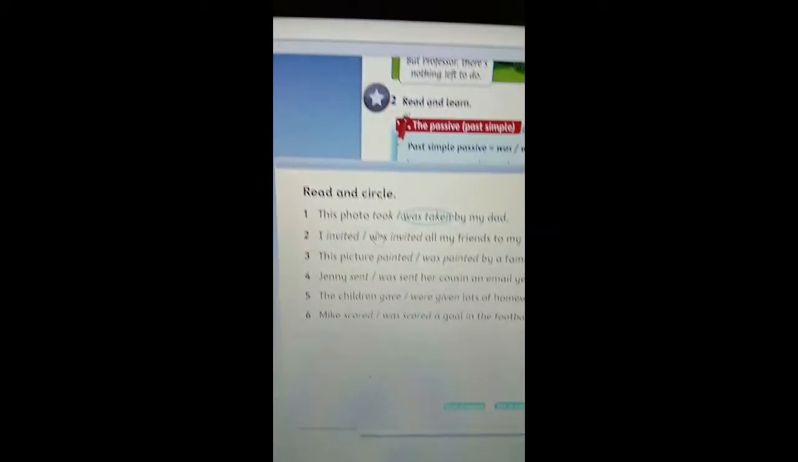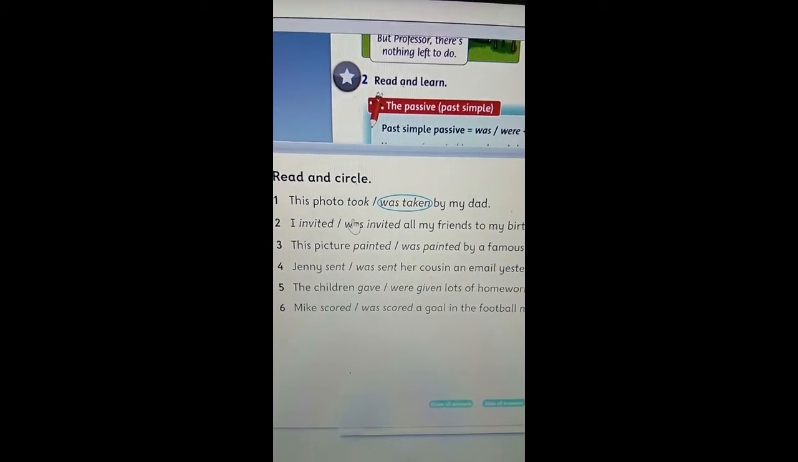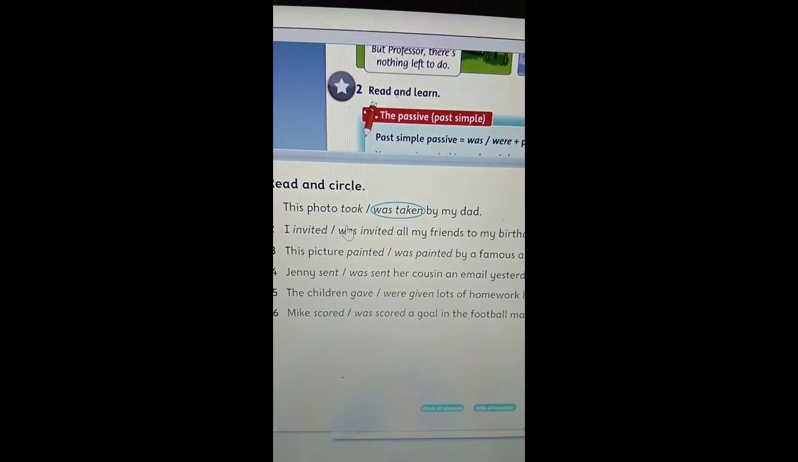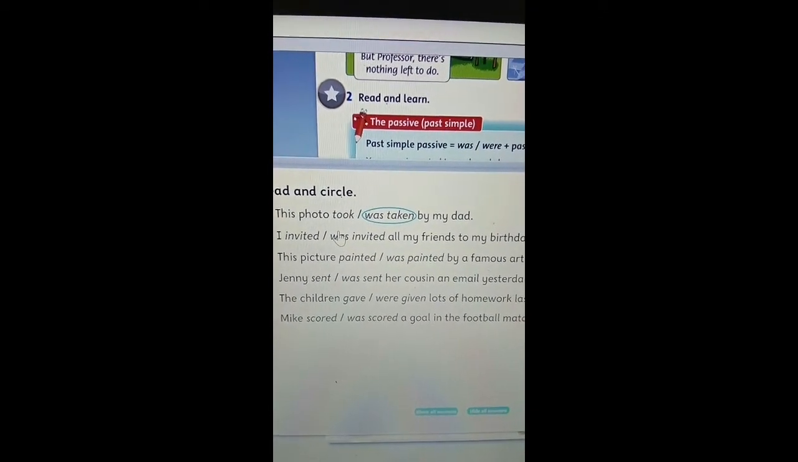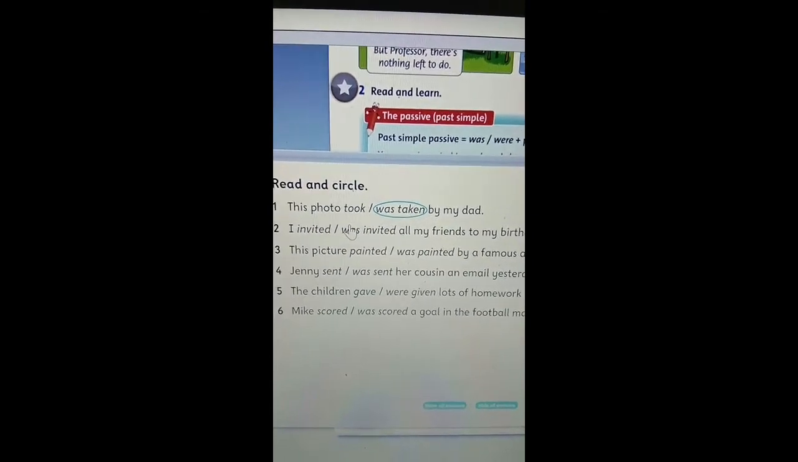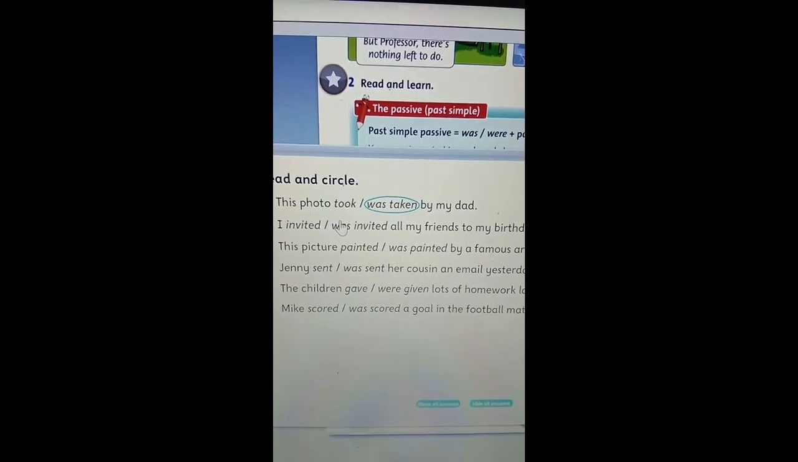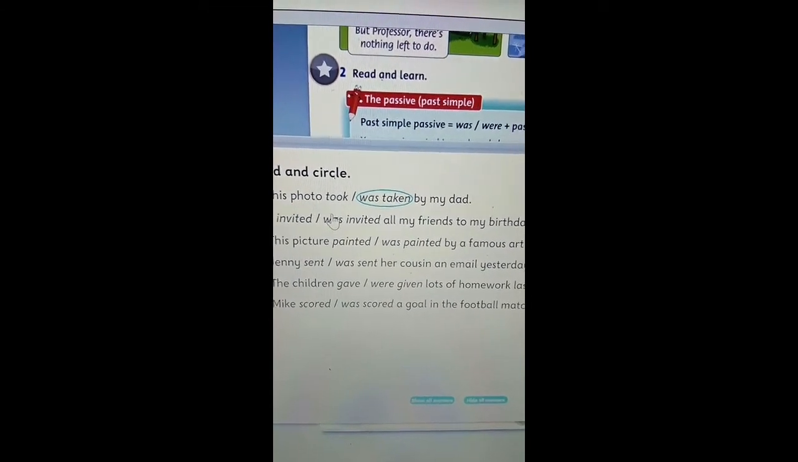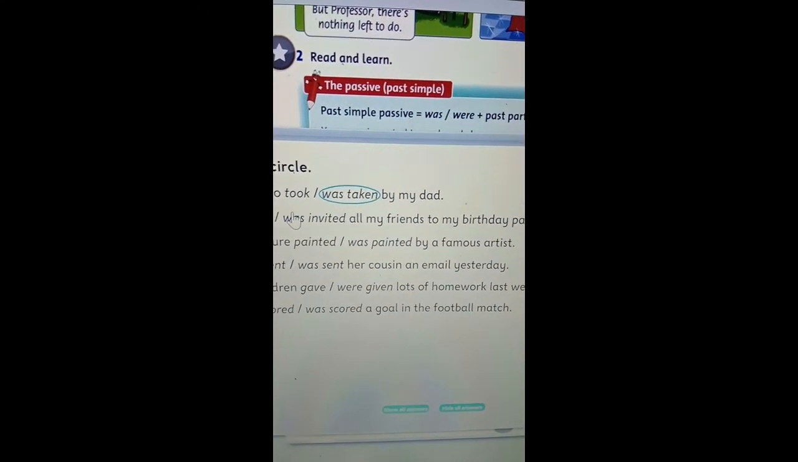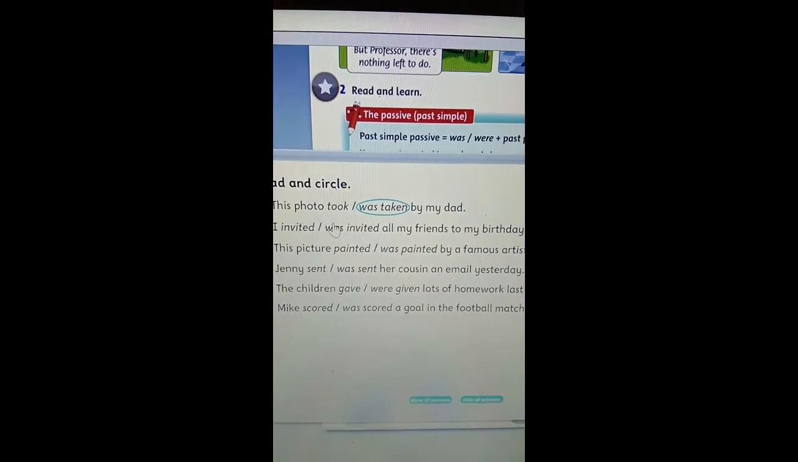Now in your book, look at exercise 3. So the first one is already done. This photo was taken by my dad. So it's a passive sentence. So we need the verb to be and the verb 3. So that's why we have was taken.